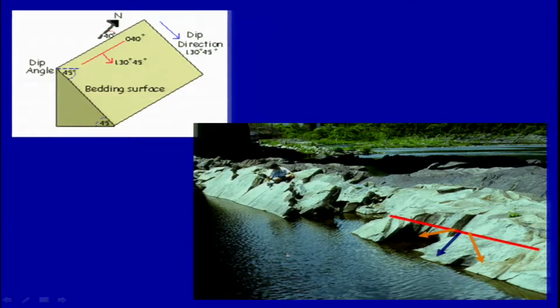For example, if your strike is around 40 degrees, then the dip direction will be perpendicular to that. You add 90 here, so you have 130, and this will be the amount of dip, say 45 degrees. If you measure the dip exactly 90 degrees to the strike, whatever you measure will be your true dip. But if you measure in any other direction, suppose your strike is this and you put your compass something like this, because you try to measure whatever face is exposed, then you will get the apparent dip.